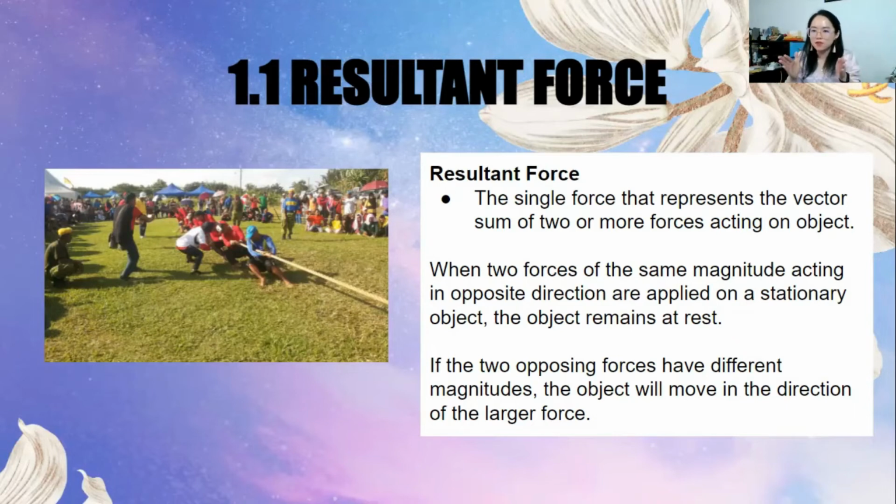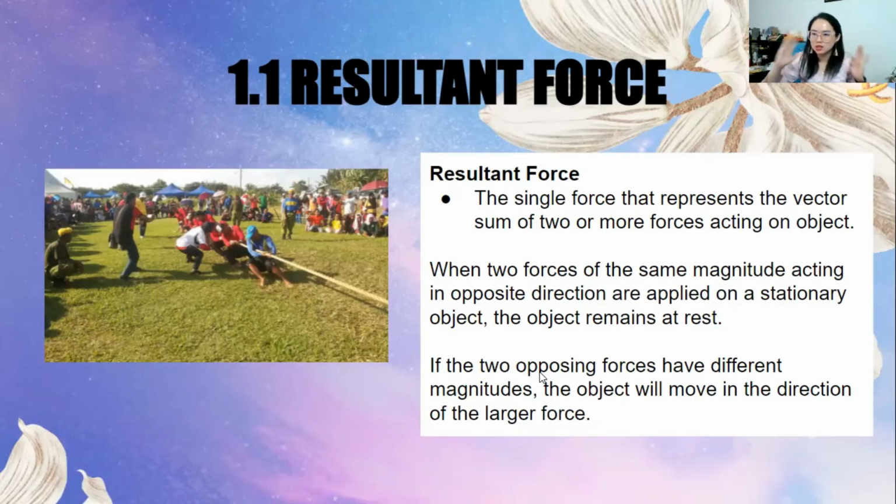Resultant force is the force in the end, the result of the forces. The single force that represents the vector sum. Vector sum means the direction of two or more forces acting on the object. When two forces of the same magnitude acting in the opposite direction are applied on a stationary object, the object remains at rest. Then, if the two opposing forces have different magnitudes, the object will move in the direction of the larger force. So it's just logic.